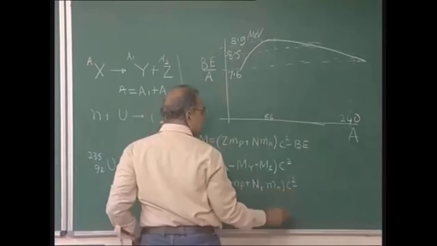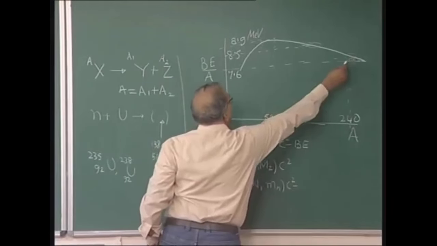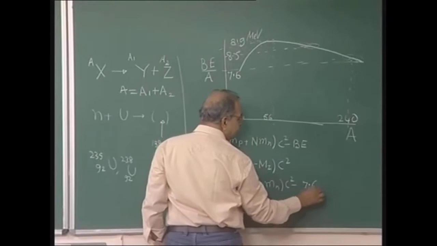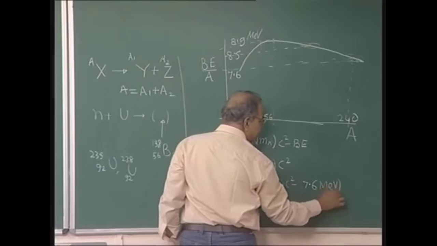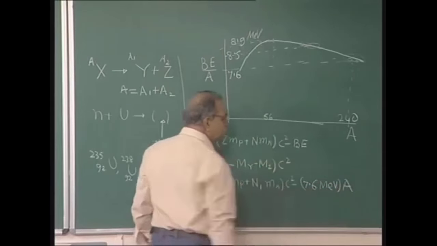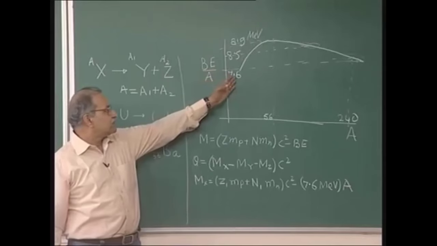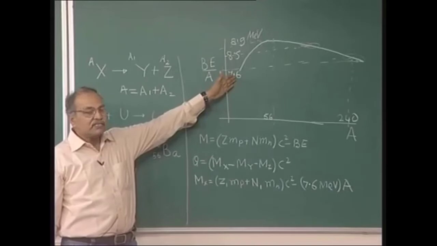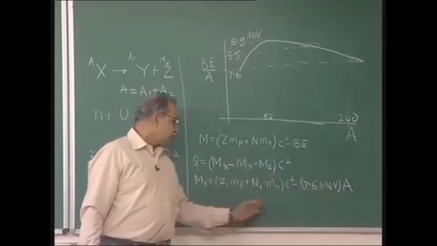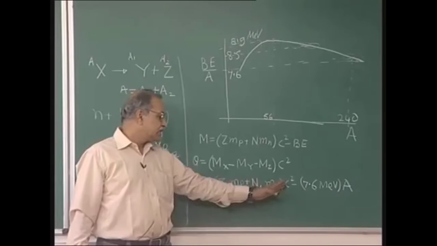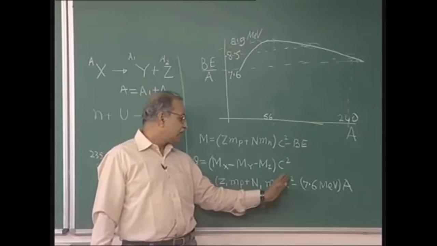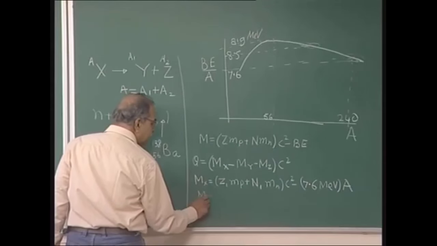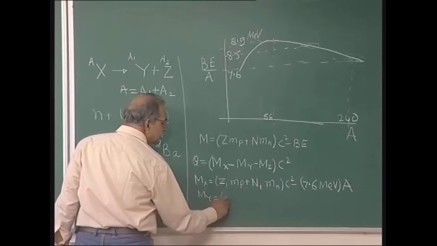binding energy per nucleon. So, if I take this value here, 7.6, so it is 7.6 MeV and multiplied by A, right. This binding energy per nucleon is 7.6 MeV, and there are capital A nucleons. So, the binding energy is this much, and this proton mass separately plus neutrons mass separately minus the binding energy, that is this Mx.